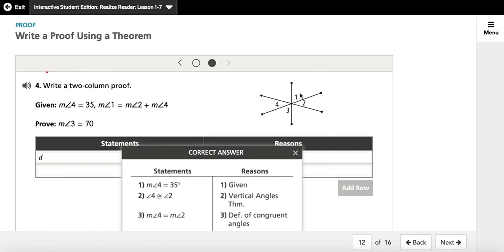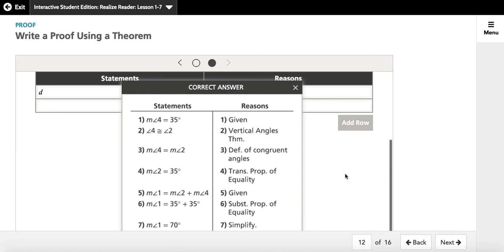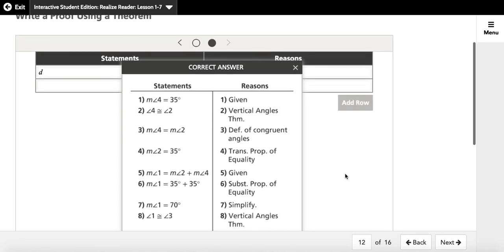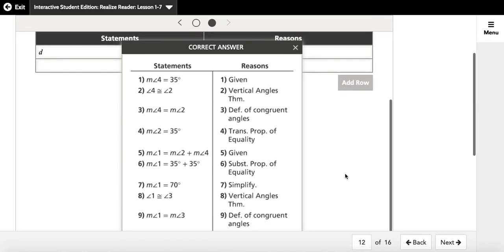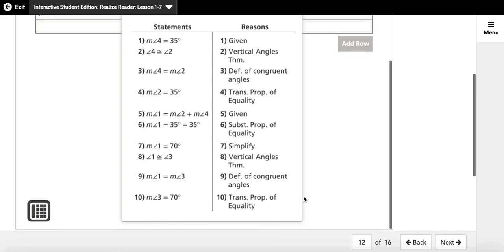Okay, we're pretty close. We have that the measure of angle 1 is 70. We have to say the measure of angle 3 is 70, but there's still 2 or 3 more steps, believe it or not. First, we can say that angle 1 and angle 3 are congruent from the vertical angles theorem. Then we can say the measures are the same from the definition of congruent angles. And since the measures are the same, and we know the measure of angle 1 is 70, we can say the measure of angle 3 is equal to 70 degrees from the transitive property.